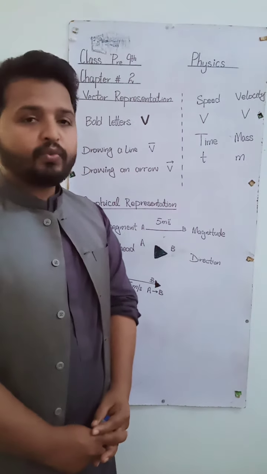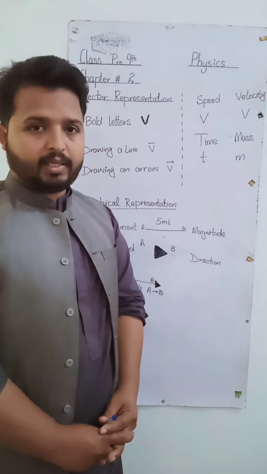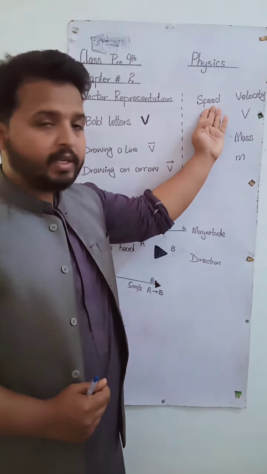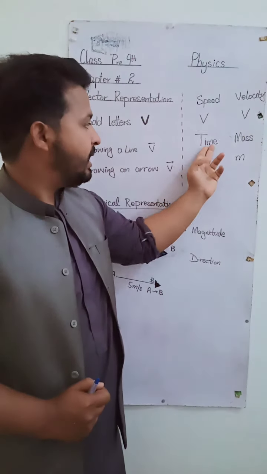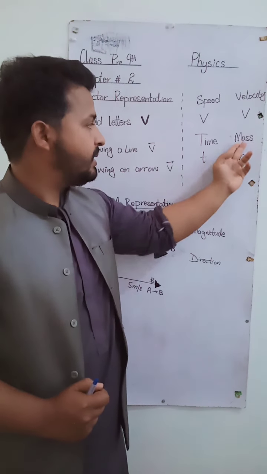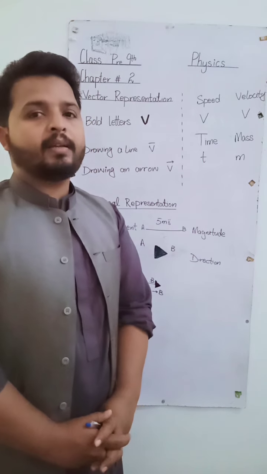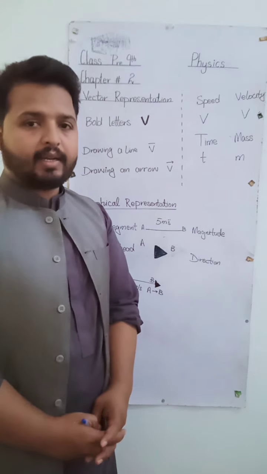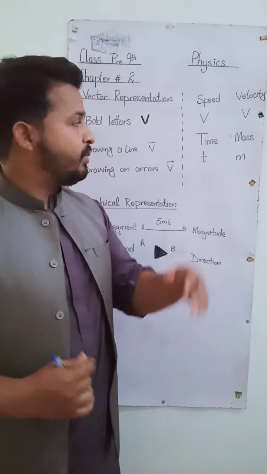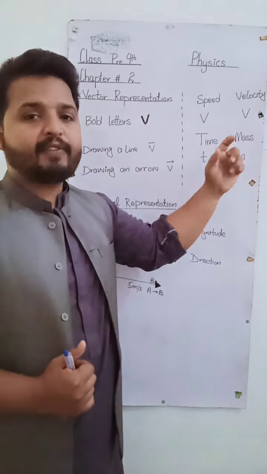Students, we know that we use different symbols to represent physical quantities. For example, speed is represented by V, velocity is also represented by V, time is represented by T and mass is represented by M. In the last video we discussed that there are two types of physical quantities, scalar and vector quantities. Some scalar and vector quantities have the same symbols.